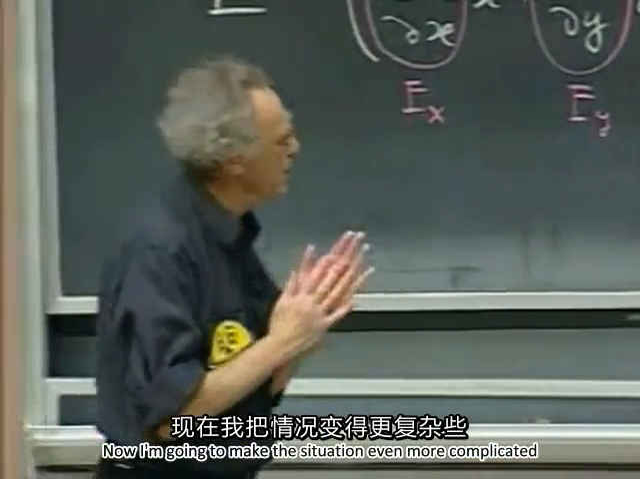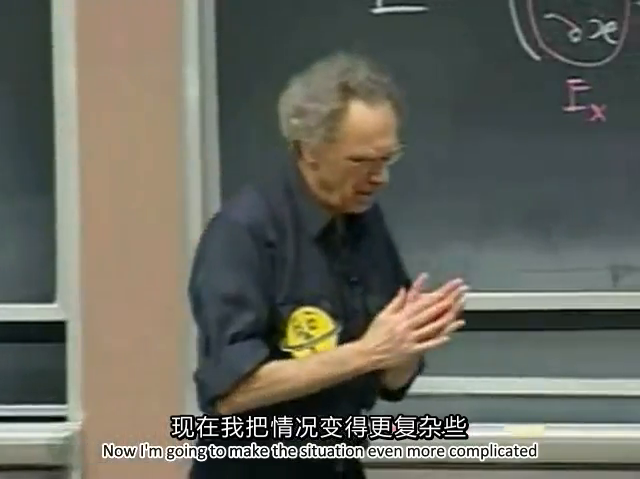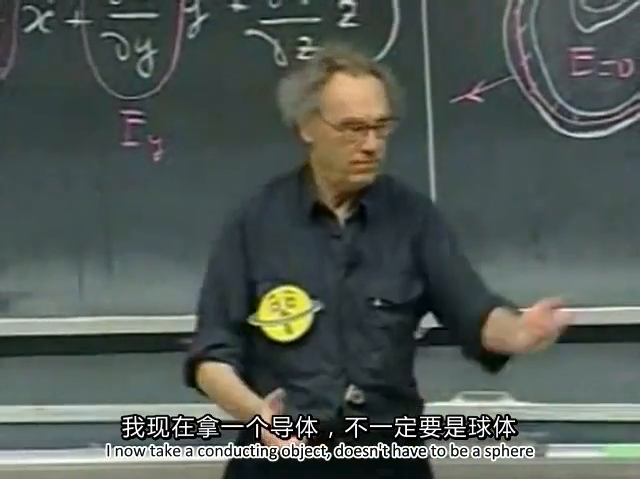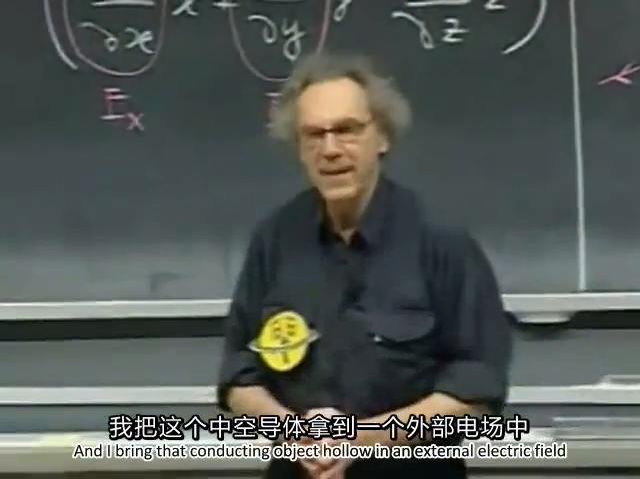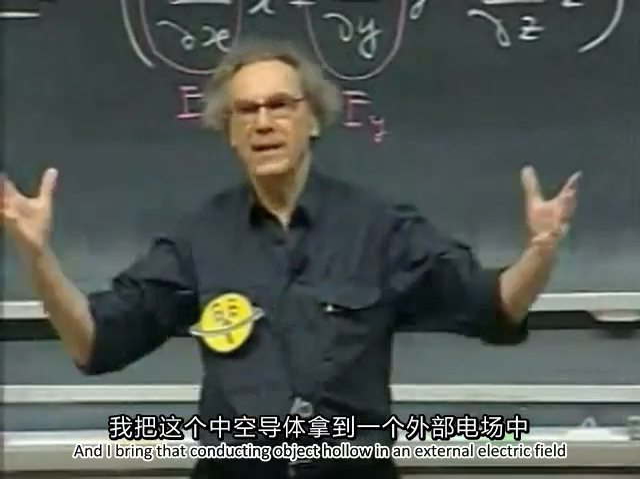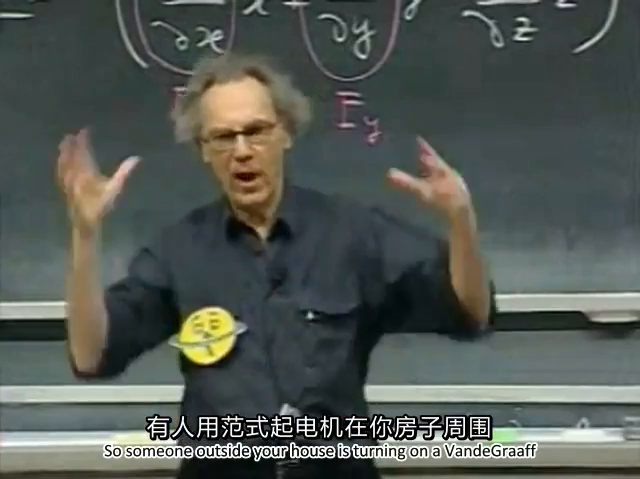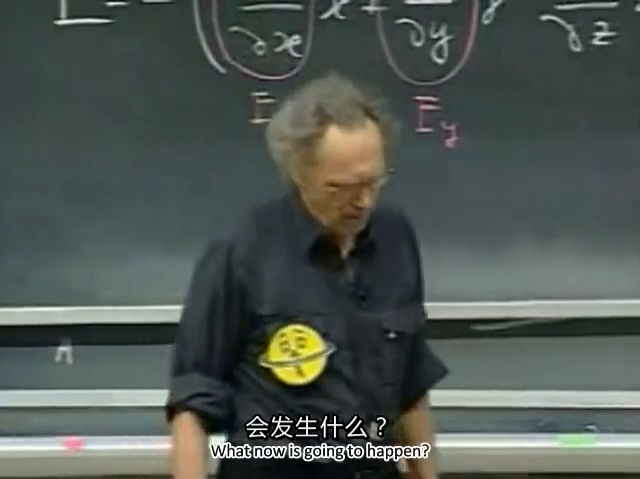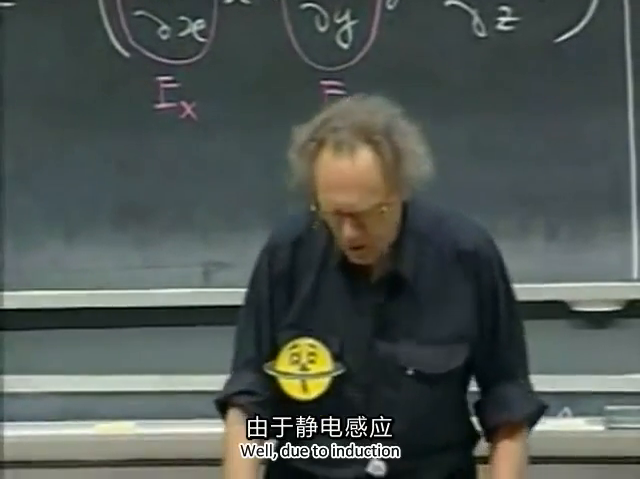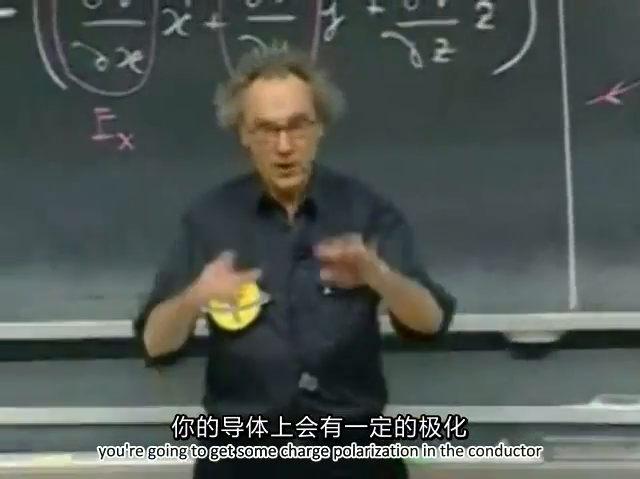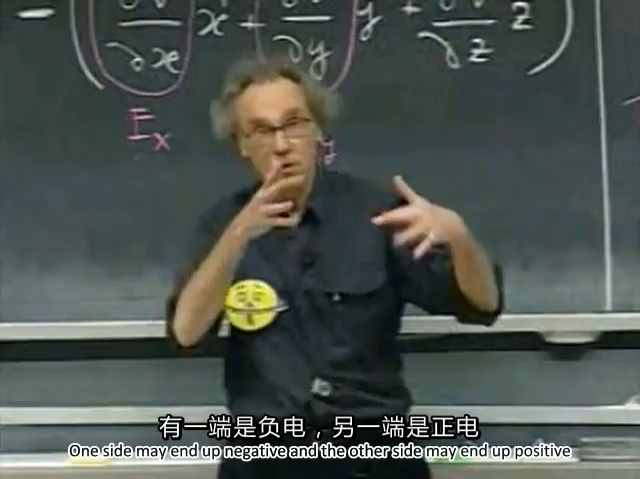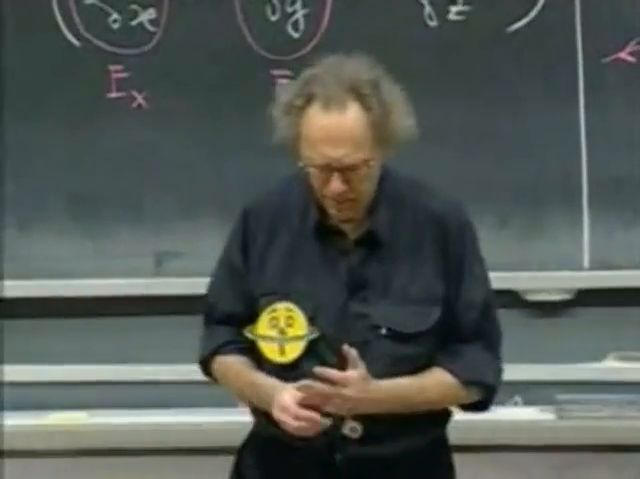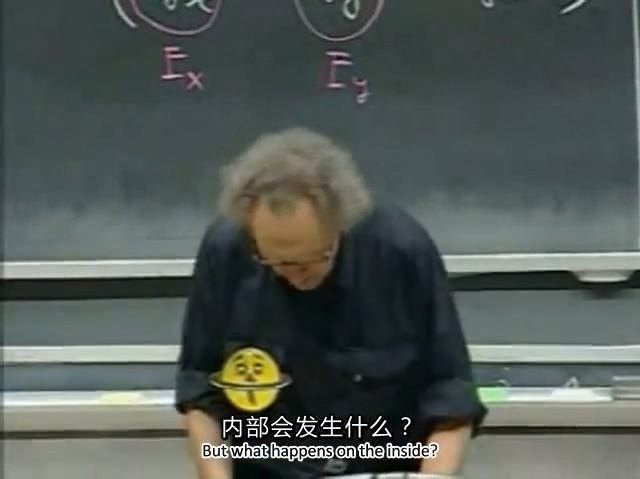Now I'm going to make the situation even more complicated. I now take a conducting object, doesn't have to be a sphere, and I bring that conducting object, hollow, in an external electric field. So someone outside your house is turning on a Van de Graaff, creating an electric field. What now is going to happen? Well, due to induction, you're going to get some charge polarization in the conductor. One side may end up negative, and the other side may end up positive. But what happens on the inside?